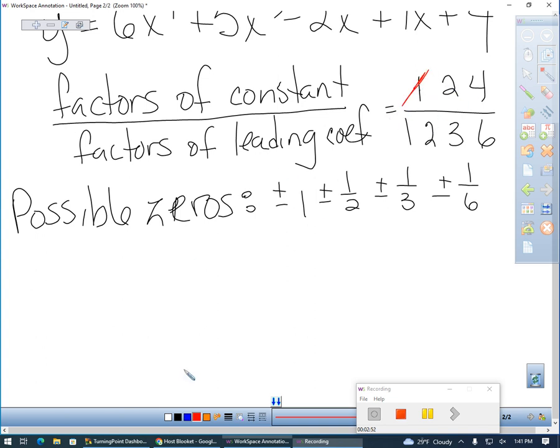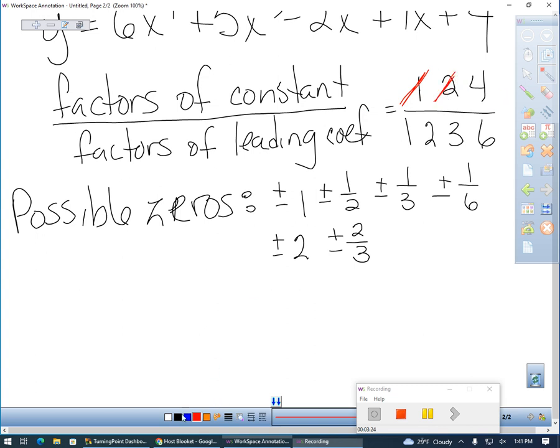Now I'm going to move on to 2. I've got to go 2 over 1, so plus and minus 2. 2 over 2 is the same as 1, and don't I already have that? So do I need to write it down again? I'm going to go 2 over 3, so plus and minus 2/3. 2 over 6 is the same as 1/3. Thank you, and I already have that, so I don't need to write that one down. So now I'm done with my 2.